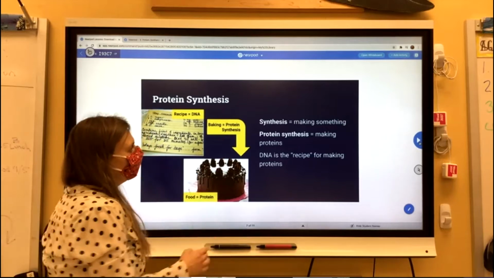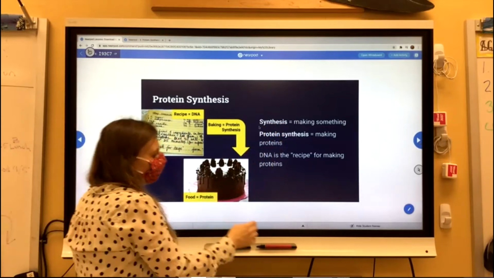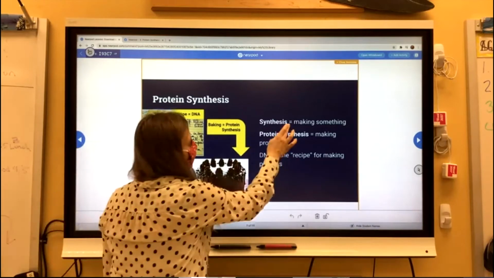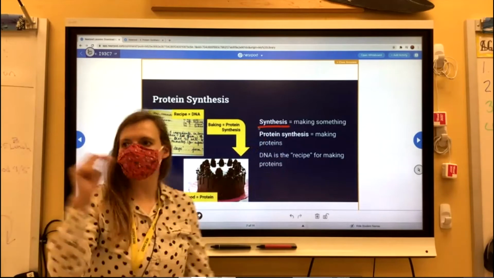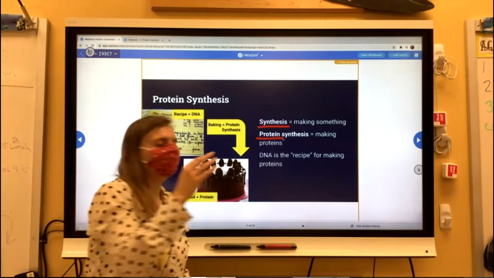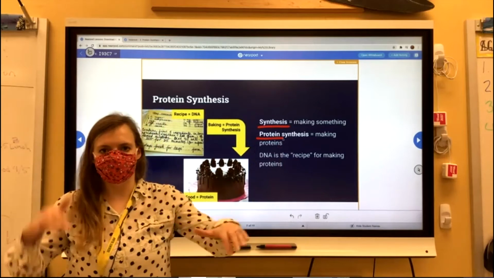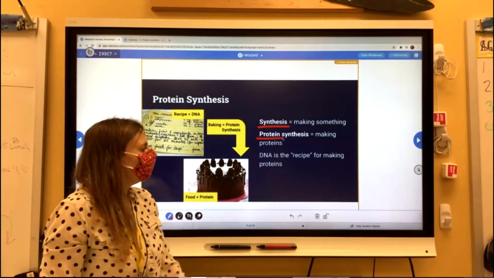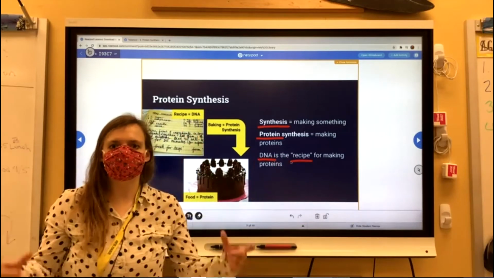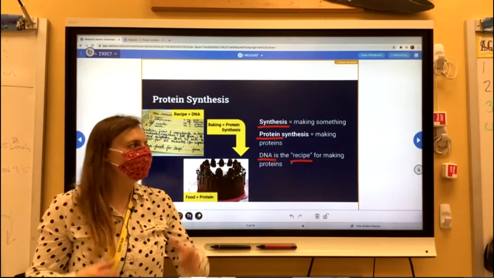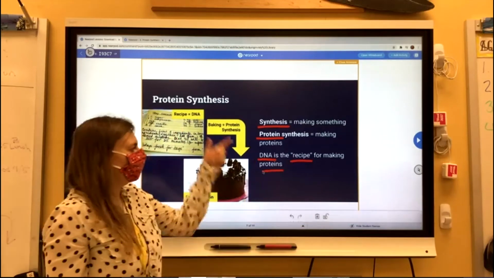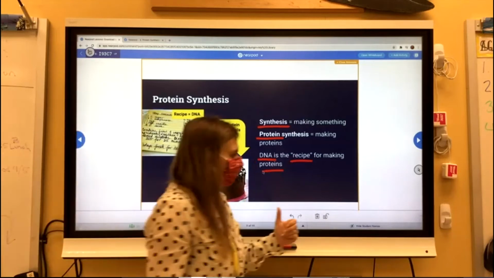So let's break apart this word. When we synthesize something, sorry, I need my markers. When we synthesize something, we are making it. All right, synthesis means to make. Here, we're making proteins. So it's called protein synthesis. That's what that word is when you break it down. And here we are using DNA as the recipe. All right, these are the directions for making proteins. Here we're trying to make a protein. When you're making a cake, you're trying to make a delicious cake like that.